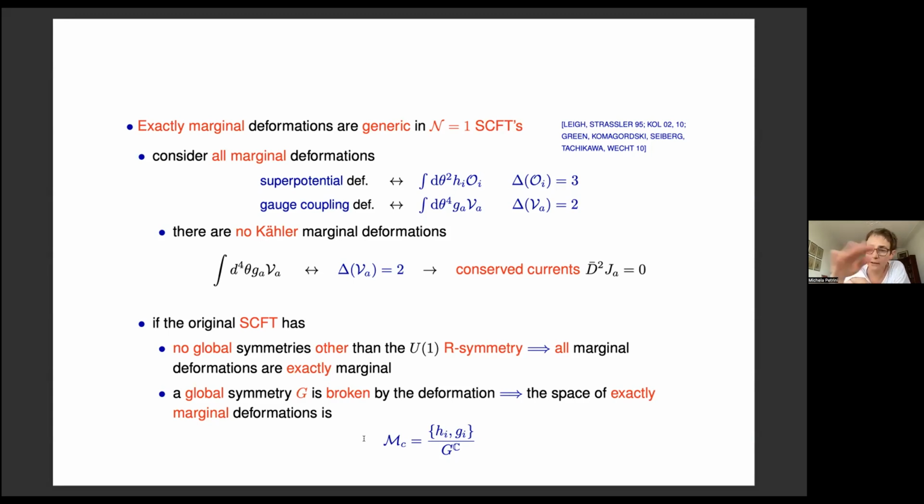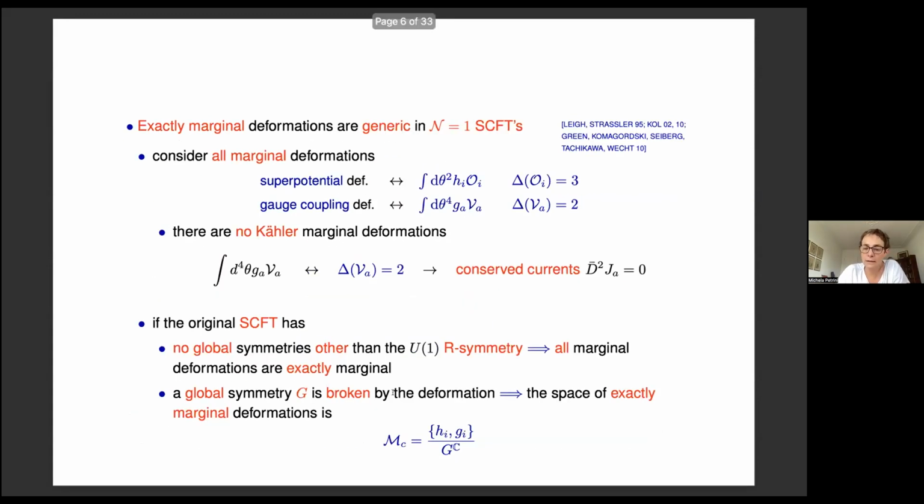So we start with our superpotential deformations, and then if the original CFT has no global symmetries other than the U(1) R symmetry of N=1, all the superpotential deformations that are marginal at the classical level are exactly marginal. On the contrary, if there are global symmetries which are broken by the deformation, typically these are the conserved currents that outside the CFT points are not conserved currents anymore. If such a symmetry exists, then the exactly marginal deformations are a subspace of the classical ones, and this can be obtained as a quotient of all the classical marginal deformations by the complexified group that is broken by the deformation itself.